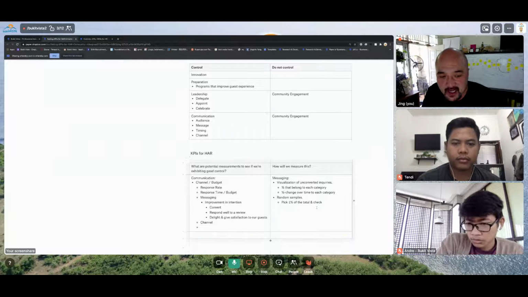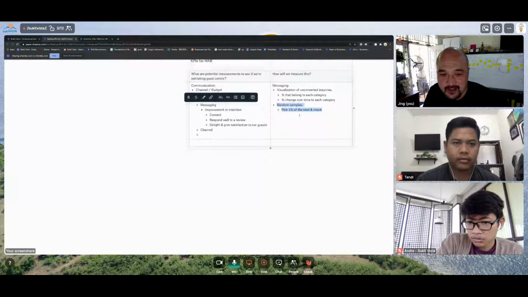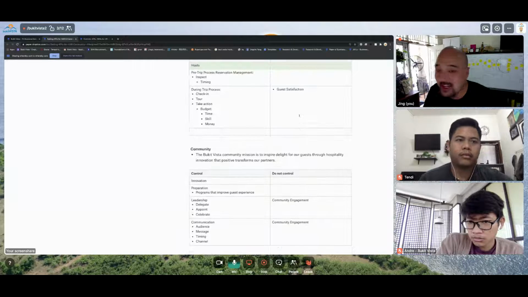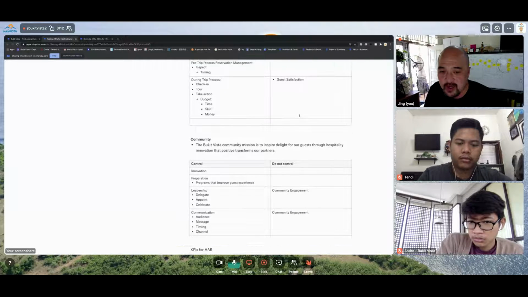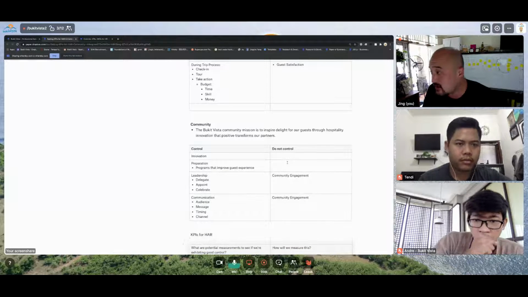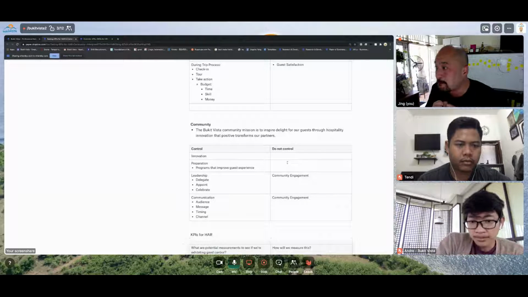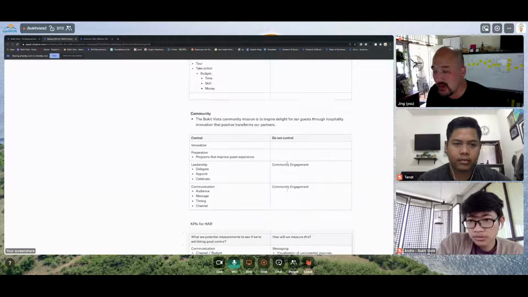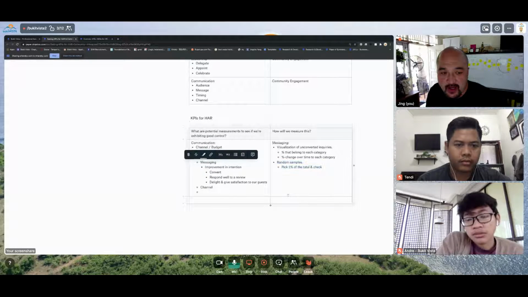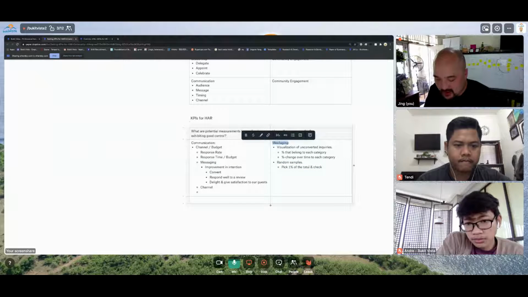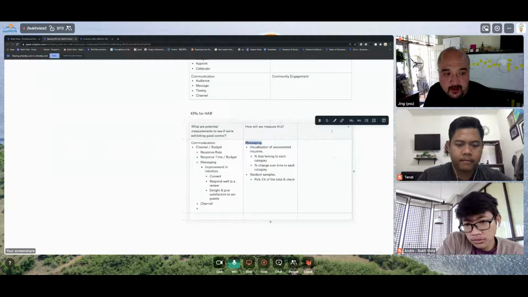You can use this idea of random sampling to help you with community management too, on preparation. When you're talking about community management and the preparation, you can also see if this is working by taking a random sample. And that's a pretty effective method that most large organizations do. So we can see that there's probably a messaging piece.